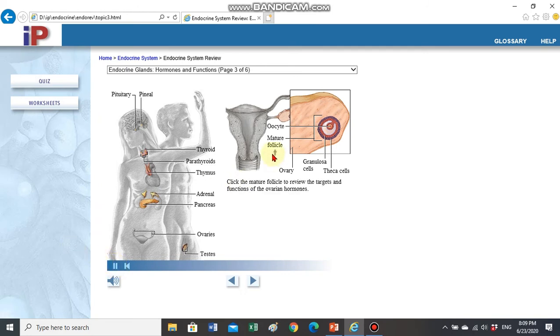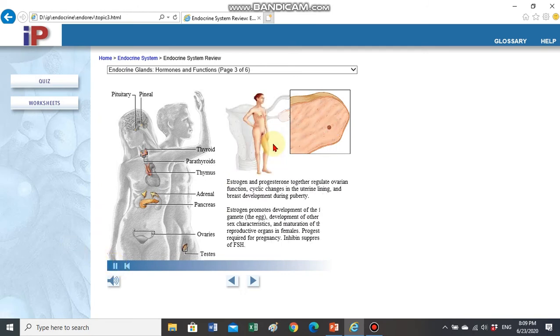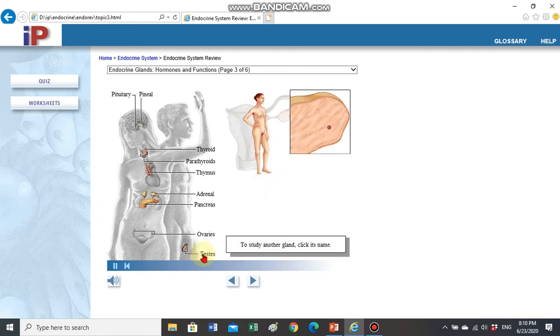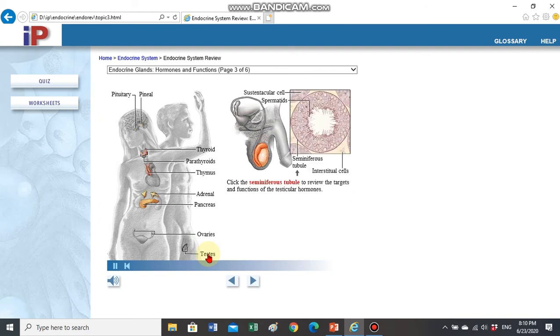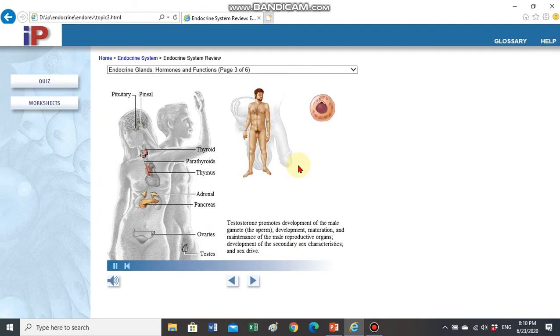Testosterone promotes development of the male gamete, the sperm, development, maturation, and maintenance of the male reproductive organs, development of the secondary sex characteristics, and sex drive. As in the female, inhibin suppresses secretion of FSH.